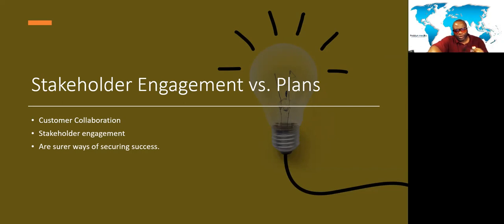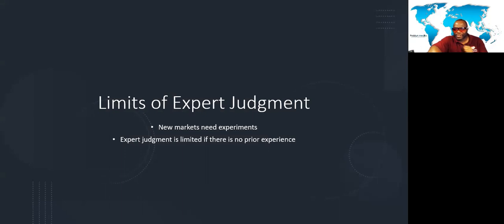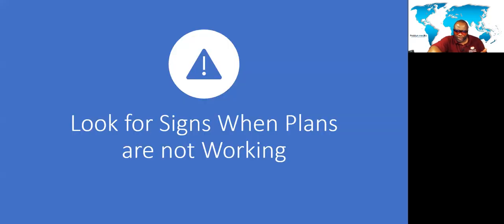Now, also be aware that expert judgment has its limits. You can't use expert judgment when you're in a new market. A new market needs experiments, not expert judgment, right? So expert judgment is limited if there's no prior experience. Secondly, or whatever the number is, look for signs when plans are not working. Usually a question will lead you down a path to see, this is not working, do something different.